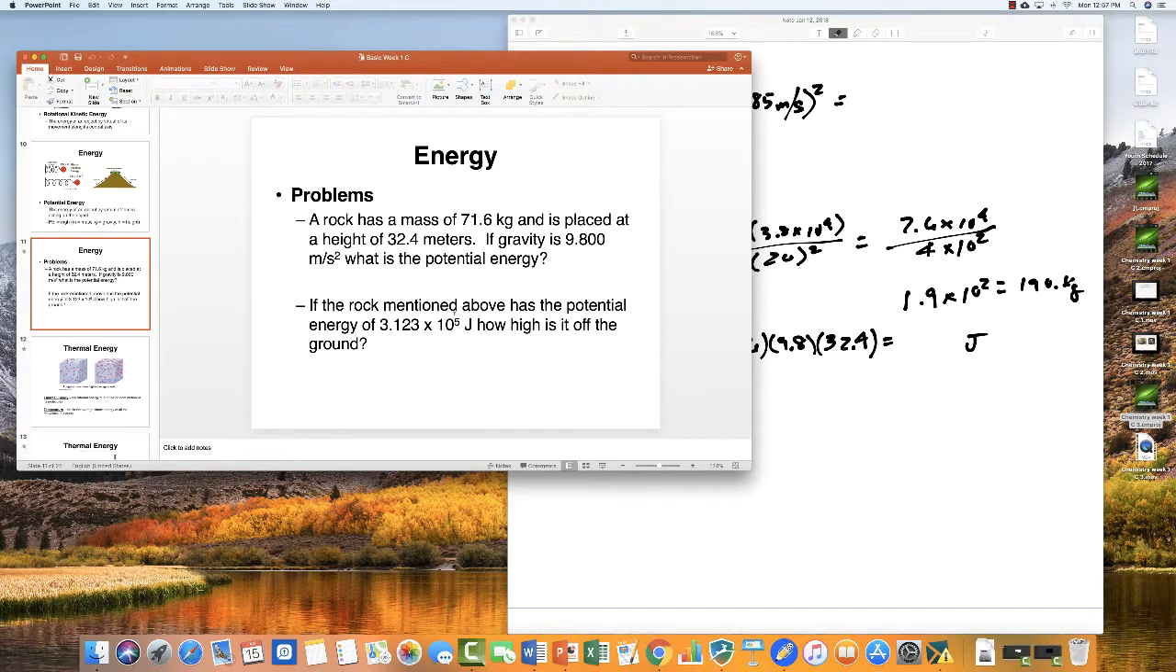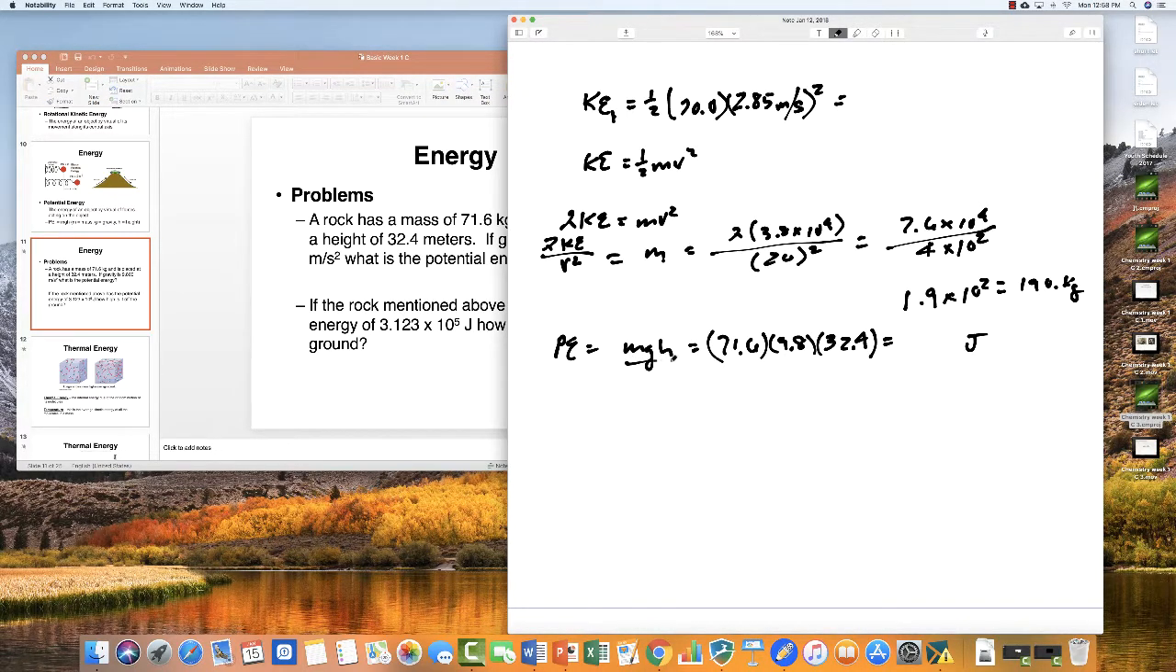Now, it talks about this rock, again, if it has a potential energy of this much, how high off the ground or how high above the baseline would it have to be? If we take this formula and solve for height, then we would have PE divided by mg is equal to h. And so the PE here is 3.123 times 10 to the 5th, and m is the same, 71.6, and g is going to be the same, 9.8. And so if you do this math, you'll find how high it would have to be in meters in order for this to have this much potential energy.